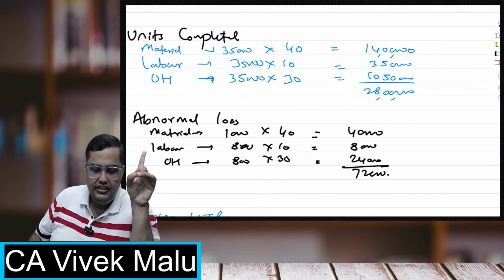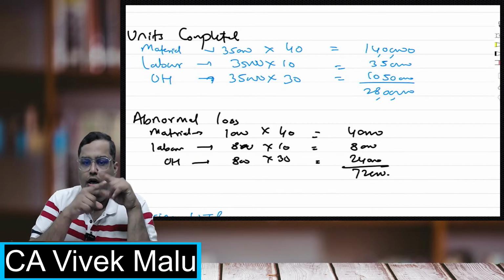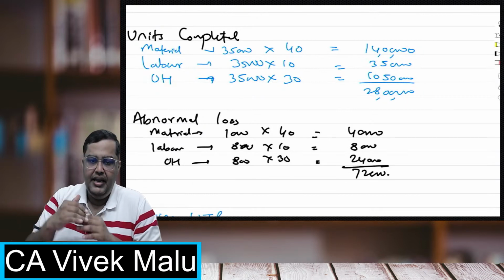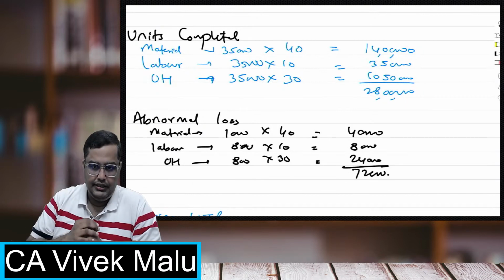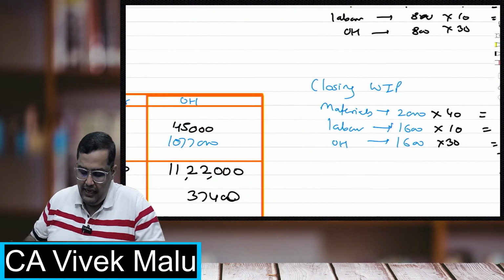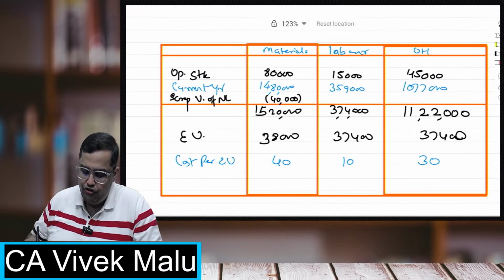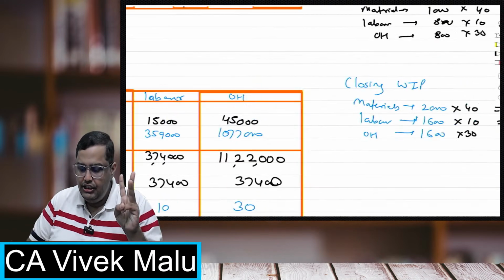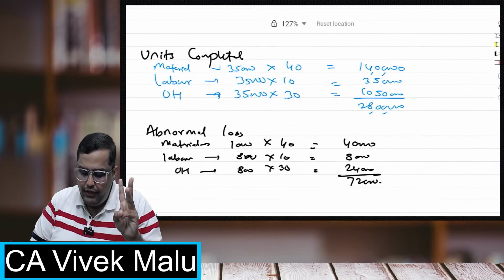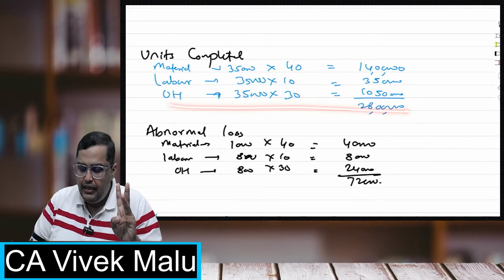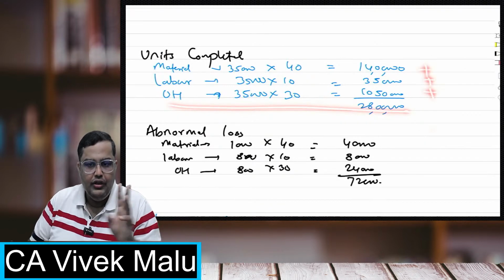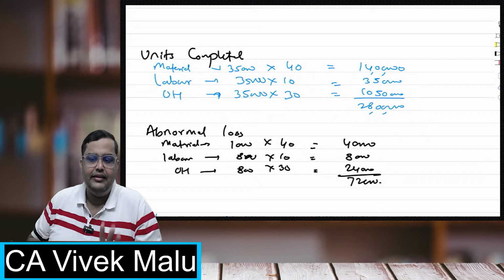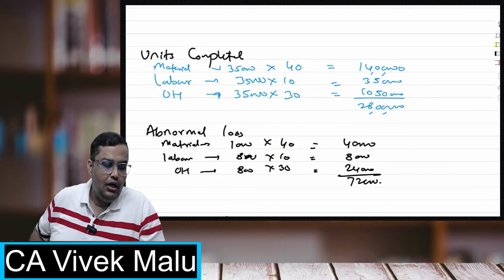Okay, I'm repeating the changes again. First, when you are making the table, make a breakup. How much from opening, how much from current. Second, when you are making this cost per EU, cost per equivalent unit, don't add opening stocks. Third change, when you are calculating the value of units completed, add the opening stocks. Done. Okay, these are the three changes which you make when you are solving with the help of FIFO.